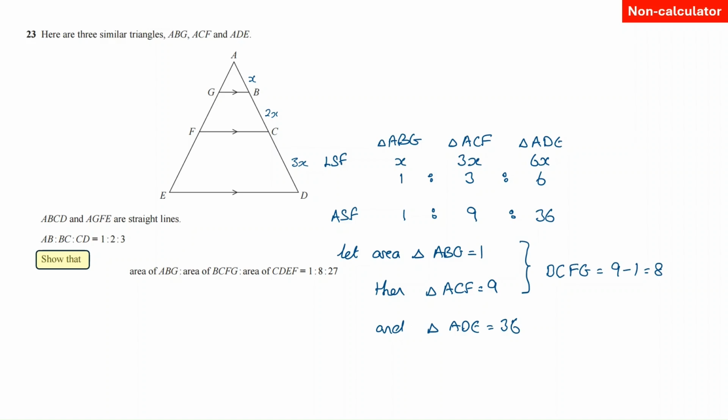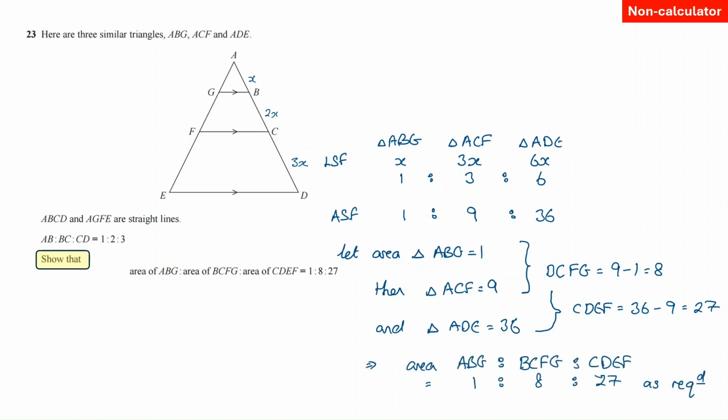The next part, I can see that the area of CDF, well, CDF is going to be the big triangle ADE, take away the medium triangle ACF, and that's going to leave me with 36 minus 9, which is 27. Need to make sure I answer the question. The question says, and therefore show the area of ABG to BCFG to CDEF. Where I've started with the area of the first one being 1, that makes it very easy to make the conclusion that the areas are as required down here.